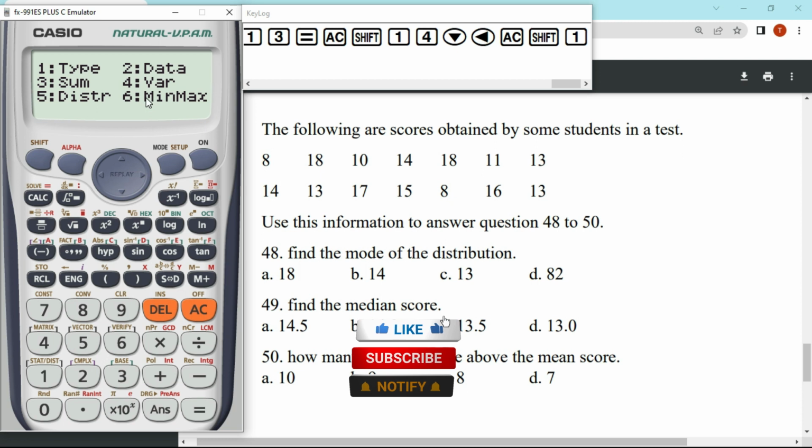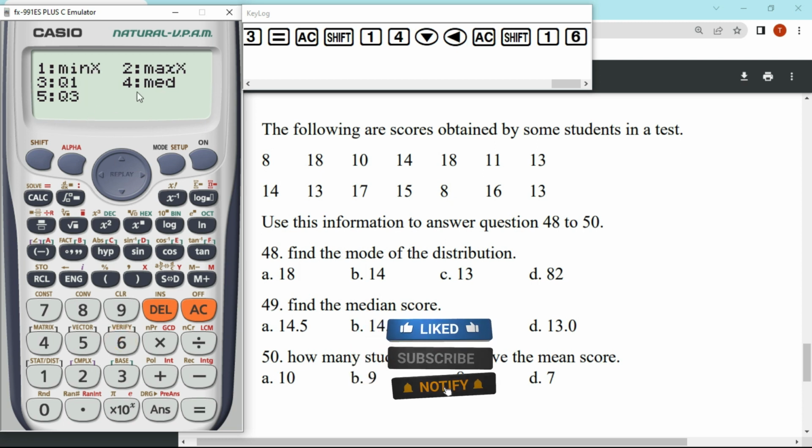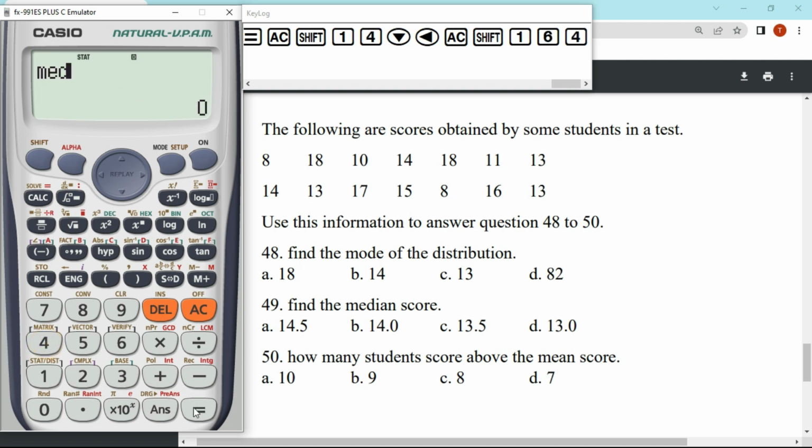We are looking for the median score. So we have number 4 to be the median. We click on number 4, then we press equal to. So our median mark is what? 13.5. So C is our answer here.